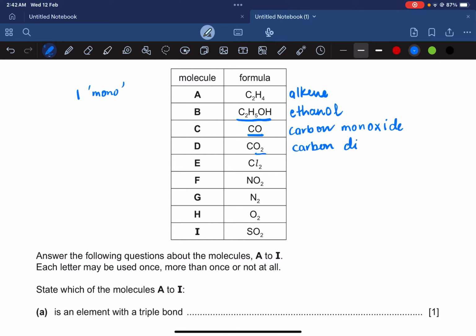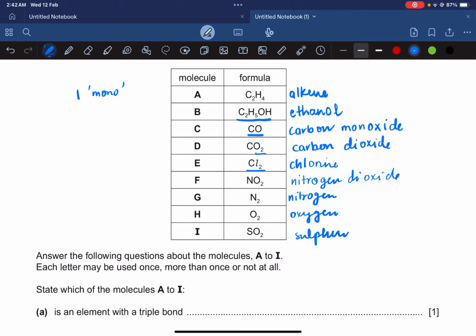Okay, the next one is simple chlorine gas, Cl2. So we can write chlorine. The next one is nitrogen dioxide. When we have two oxygens, we write dioxide. The next one is simple nitrogen gas. And the next is oxygen. And then we have sulfur dioxide. So we are done with all the pre-work we have to do in order to solve the questions.